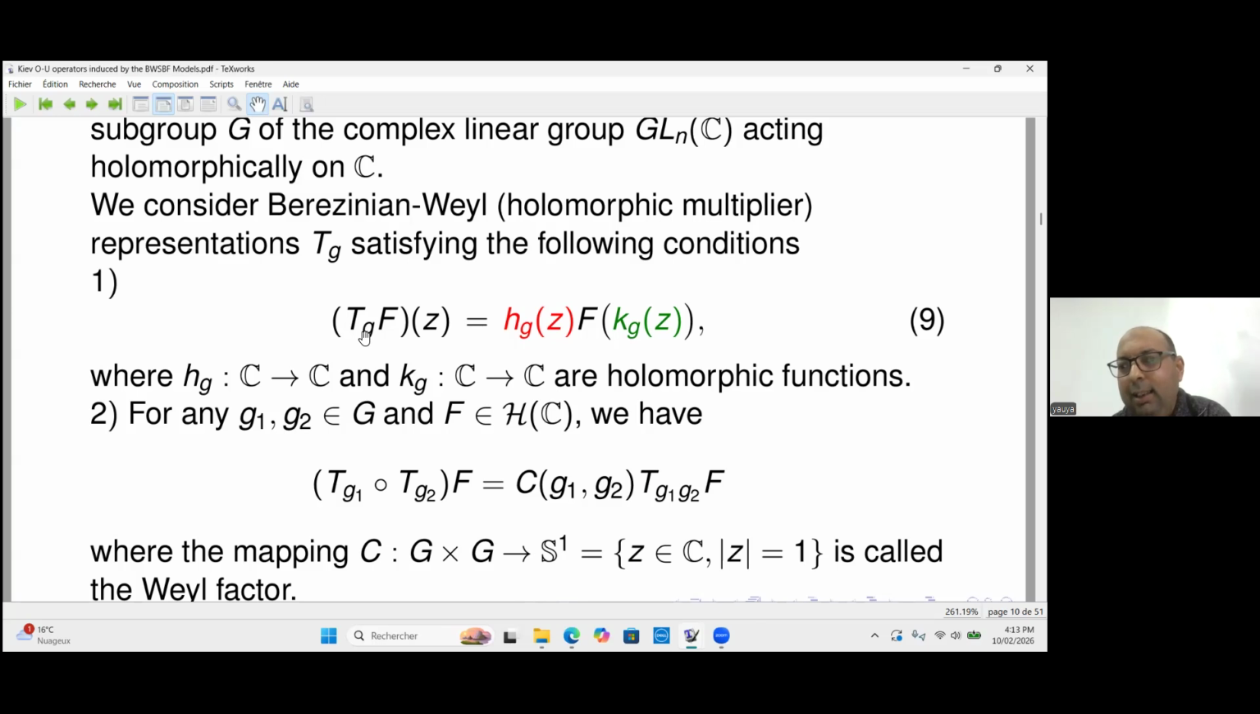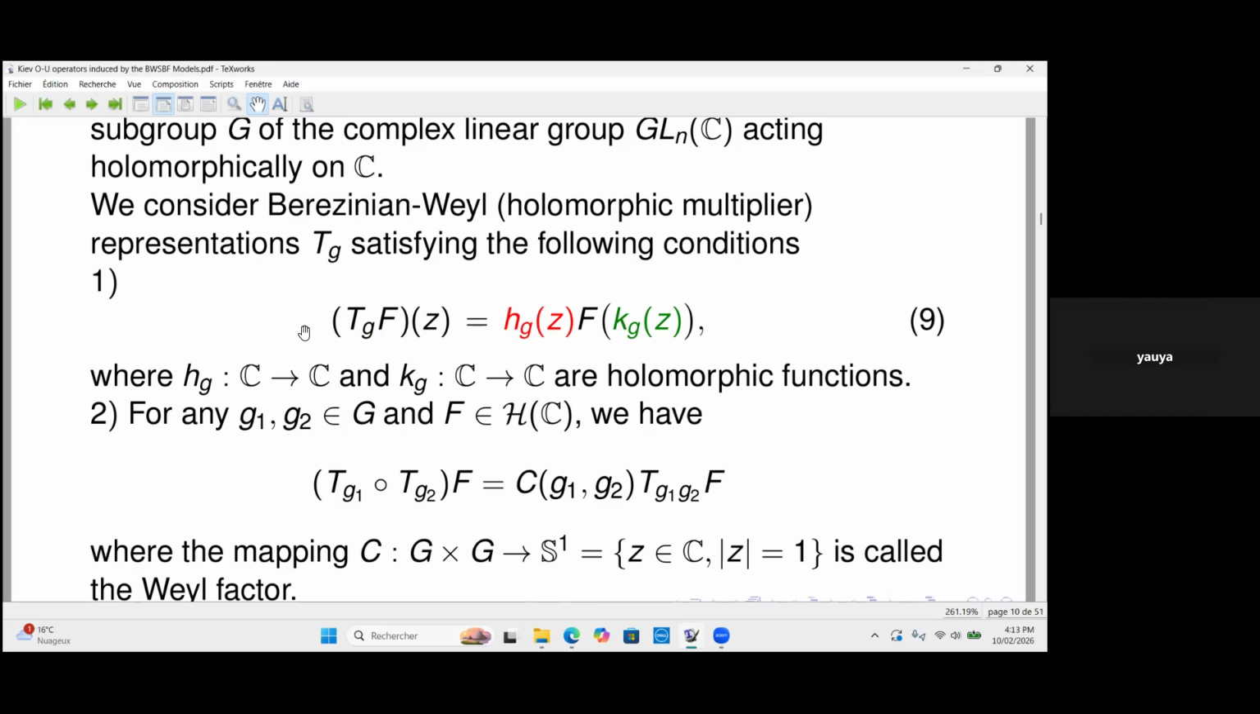Here I will construct unitary operators from the group. That is, for each g, T_g is a unitary operator acting on some space of holomorphic functions, and unitary with respect to the L2 norm of F, square integrable, with respect to some measure, maybe a Gaussian measure. Yes.